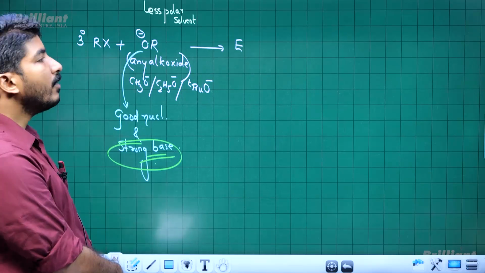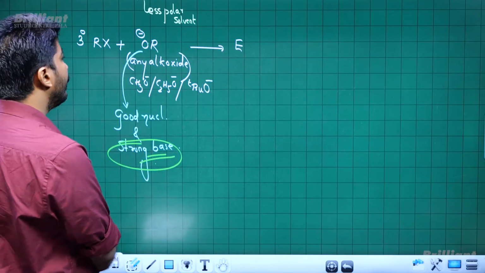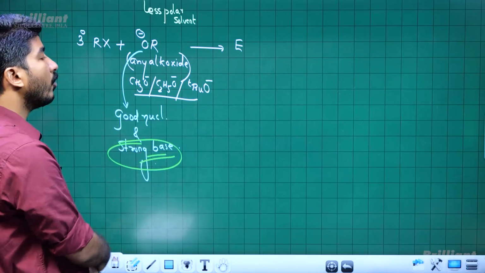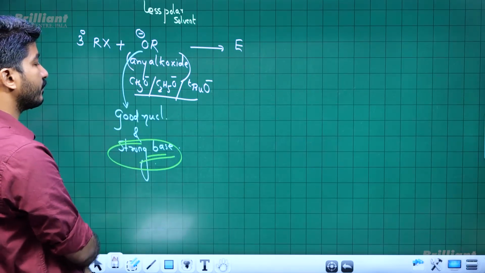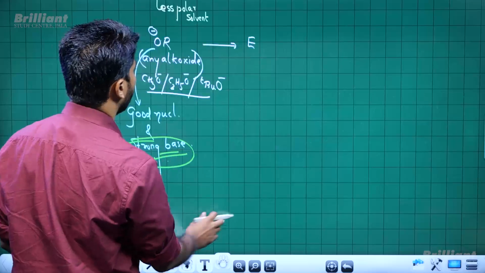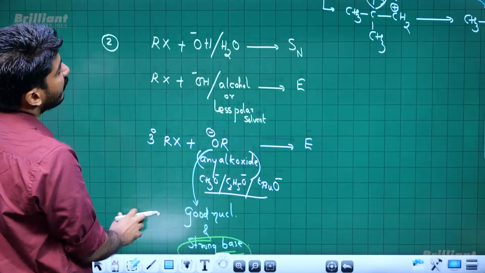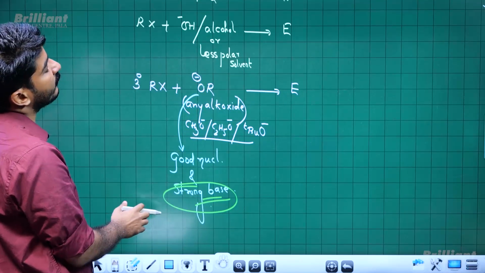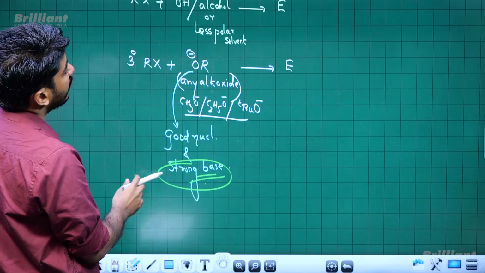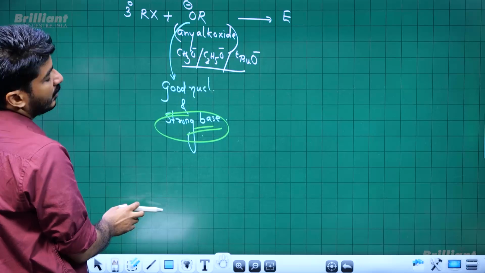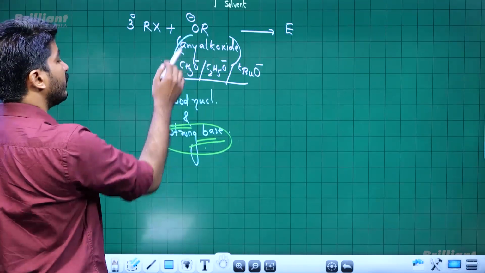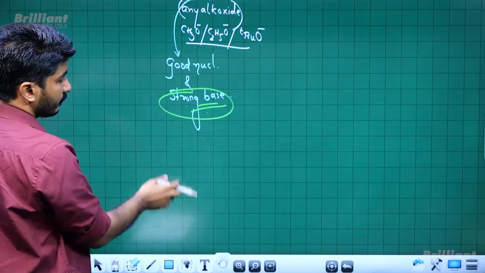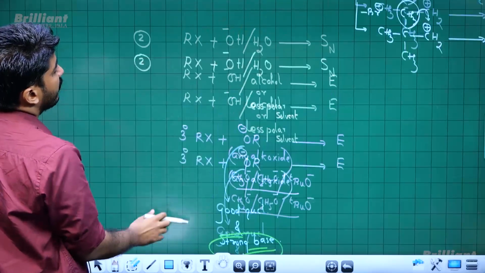So if we see any tertiary haloalkane with an alkoxide base, it could be any alkoxide, all are strong bases, and they show elimination reactions. So aqueous OH minus with alkyl halide gives nucleophilic substitution, while OH minus in alcoholic or less polar solvent with haloalkane shows elimination reaction. Tertiary haloalkane with alkoxides shows elimination reaction because OR minus is a base also. That is the reason here. So that is the second rule.